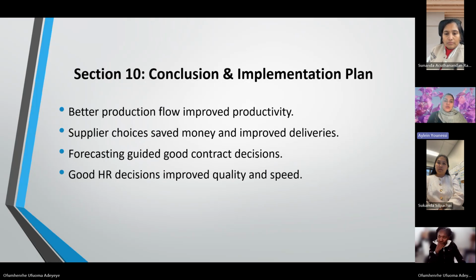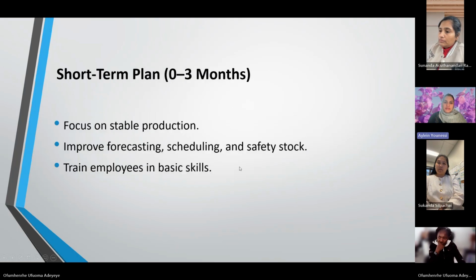Overall, this was one of the activities that shows that decision making can affect the whole system. When we fix a production delay, productivity improves. When we pick the better suppliers, deliveries become more reliable and costs go down. Forecasting helps us choose contracts wisely, and a strong HR decision improves quality and production speed. Good operations management helps both the business and the customer. So making a decision can affect the whole system overall. Our short-term plan for the next slide is from 0 to 3 months.